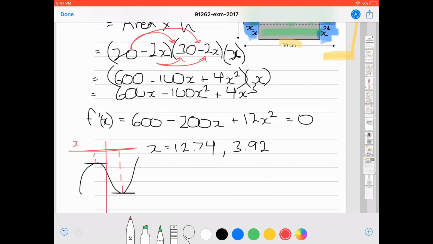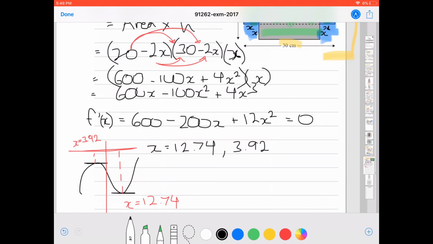So x equals 3.92 is going to be our maximum value. Obviously, x equals 12.74 represents the minimum value, okay? You could also double differentiate. If you substituted in x equals 3.92, you'd come out with a negative answer, and that would mean maximum value, okay? I'm not going to do that here. Let's just move forward with x equals 3.92 as being the maximum.